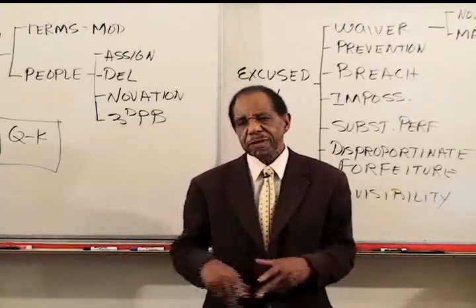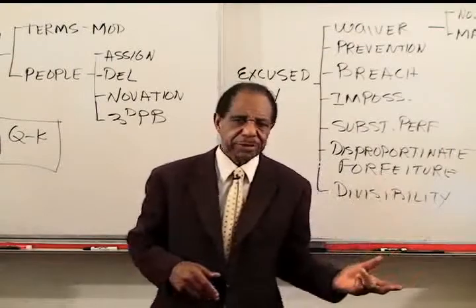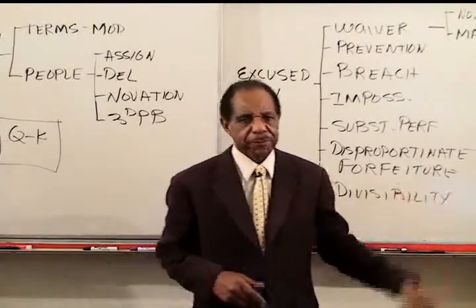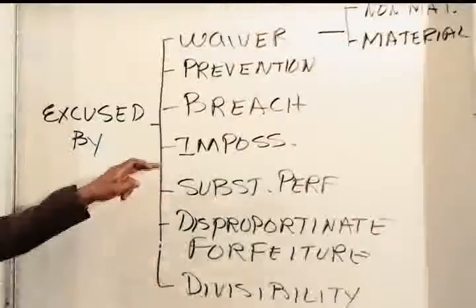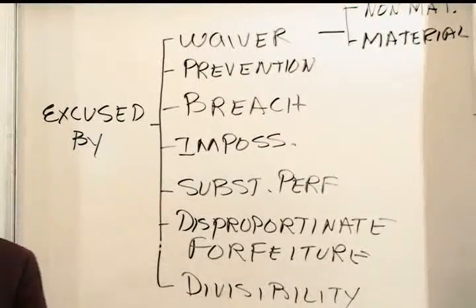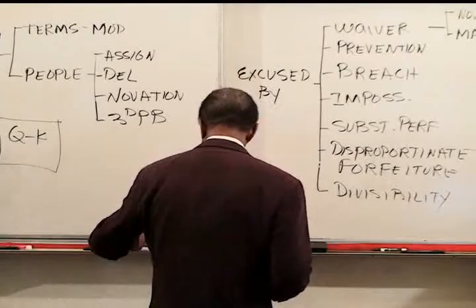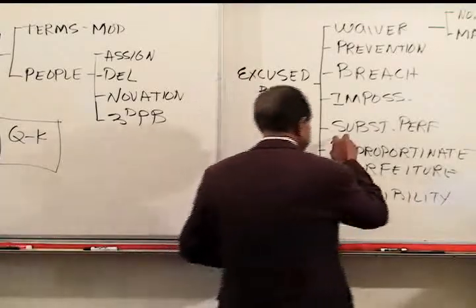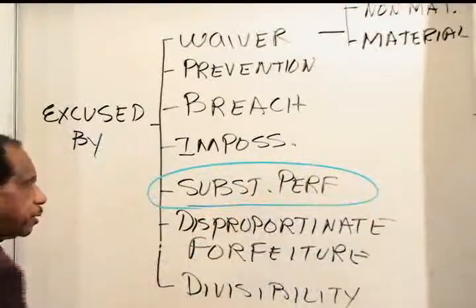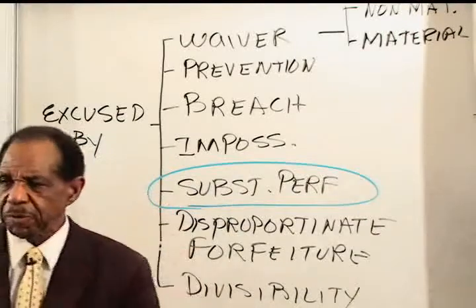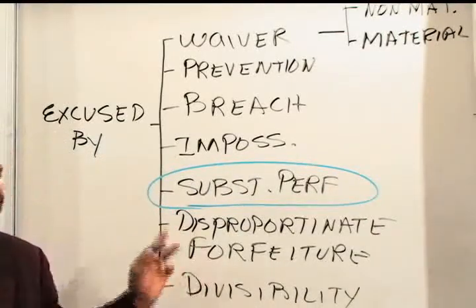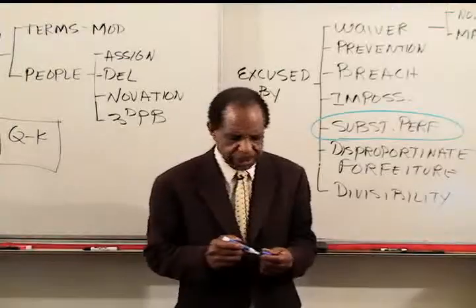When the event is some insignificant thing like the architect's certificate, then we'll probably just waive the event. Substantial performance. Now, substantial performance is the one that is by far most frequently tested. And there is a separate lecture on substantial performance, but I want you to understand enough of it now to see how it fits into the total scheme.